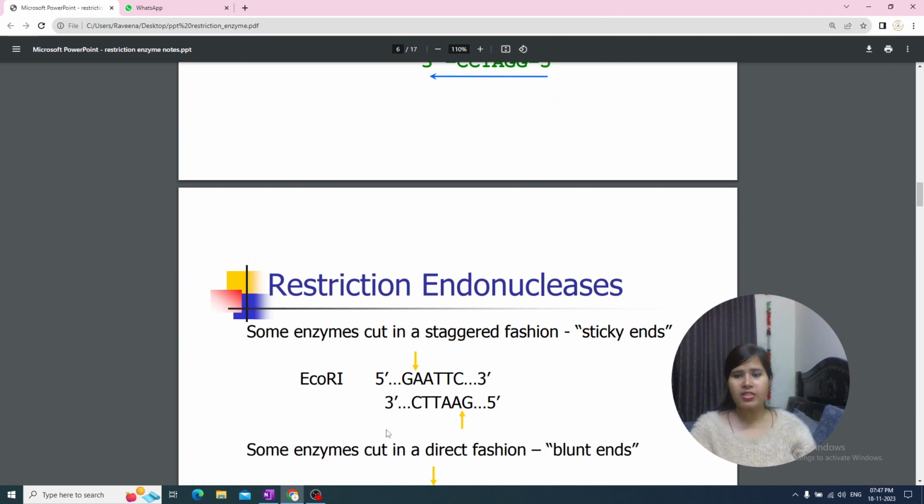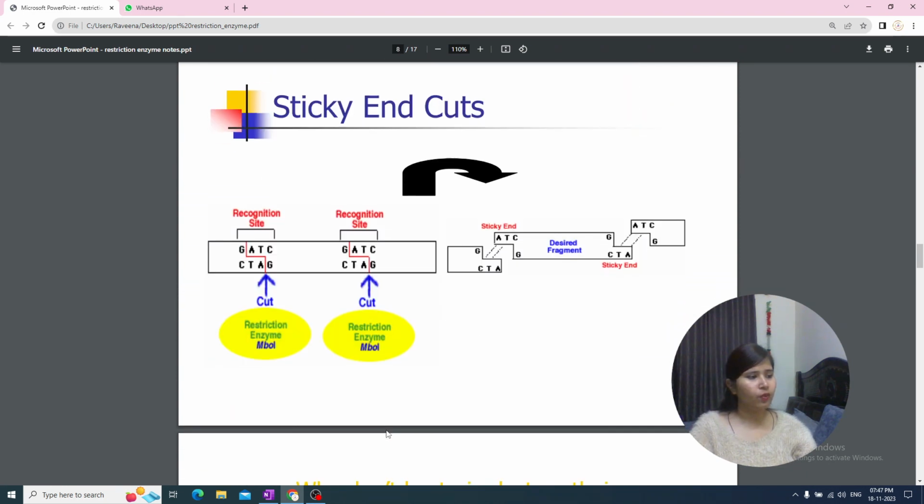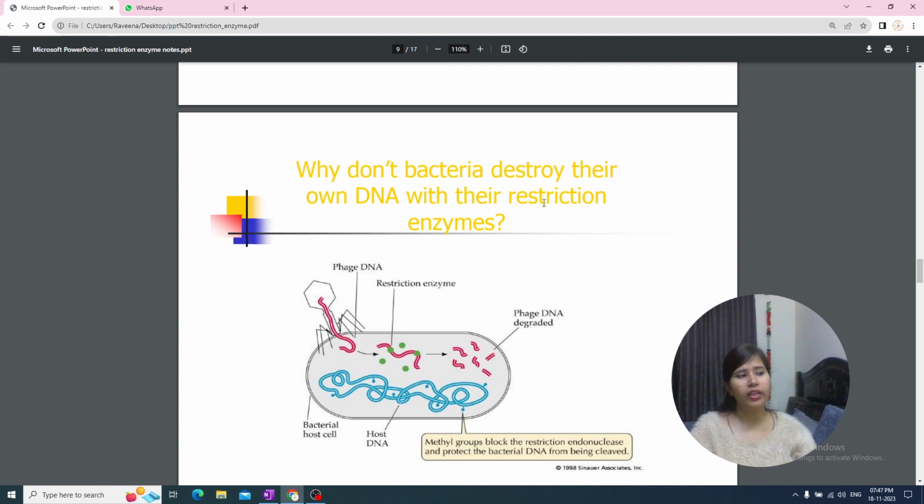I will tell you about the palindromic sequences and nomenclature within a few minutes. First of all, I am going to tell you why bacteria don't destroy their own DNA with their restriction enzyme. I already told you that bacteria have a defense mechanism. For example, this is a bacterial host cell, and this is the host DNA, represented here in blue color. And this is the bacteriophage, the virus which can feed on bacteria. It adheres to the bacterial cell wall and inserts its own DNA inside the bacterial cell. Now, in response to that, as a defense mechanism, the host produces two kinds of enzymes. One is your methylase, and the second one is your restriction enzyme.